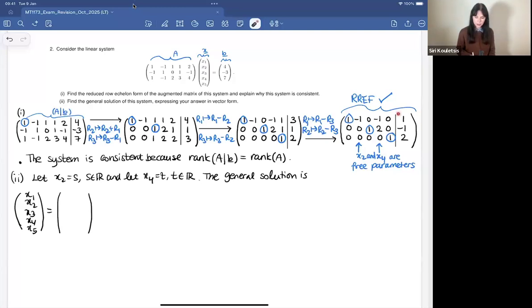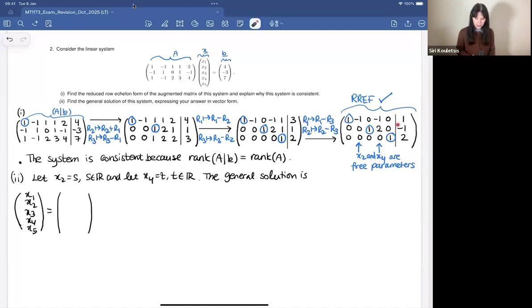And remember, when we look at our reduced row echelon form of the augmented matrix, this corresponds to a system of equations. The equations in the original system have changed, so they're not the same anymore, because we have done elementary row operations to them. But what these two systems have in common is that they have the same set of solutions.